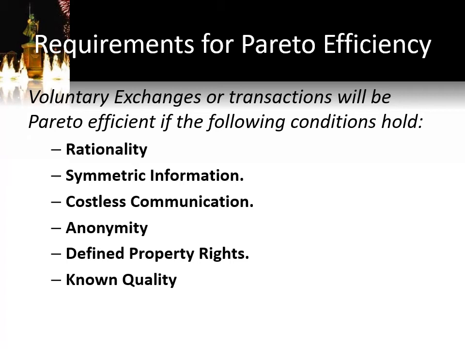The last thing is that quality has to be known. You need to know the quality of the products, and you have to be able to define that, and that becomes a big issue. If you don't know the quality of a product, then it's hard to come up with a transaction, and you can end up not having a transaction occur. The classic example is used cars. It's very hard to tell the quality of a used car, and so people tended to be leery of buying them.